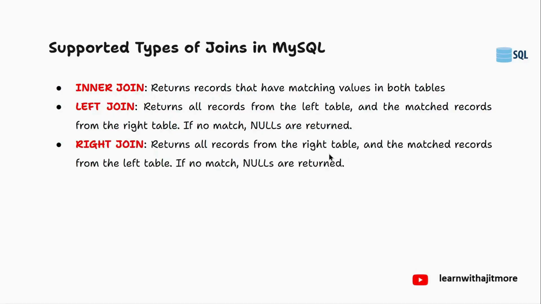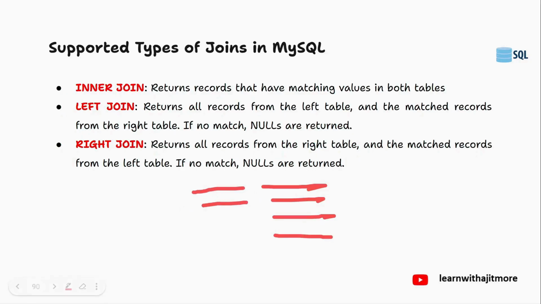Vice versa is the right join. Right join returns all records from the right table. Every record from the right you are sure to get. Now from the left, the matching records. But the record from the right which does not have a match in the left, there you will get null values for those columns. So it returns all records from the right table and the matched records from the left. If no match, nulls are returned. Like this record in the right is not having any match here, so you are getting null for those corresponding columns in the left table.